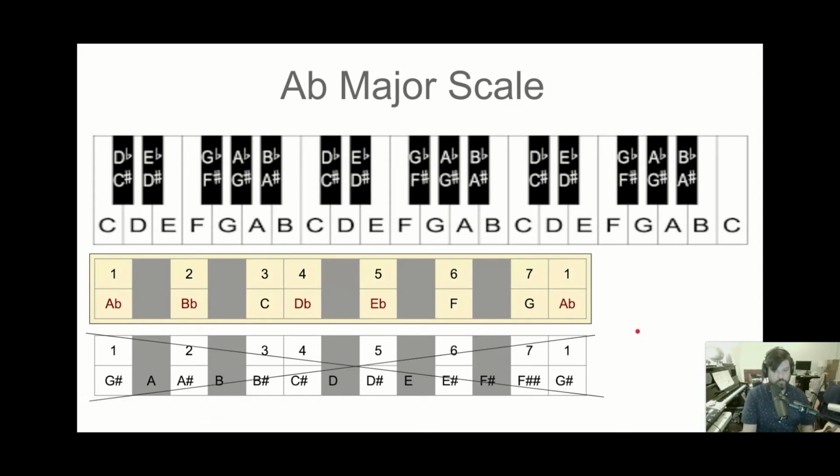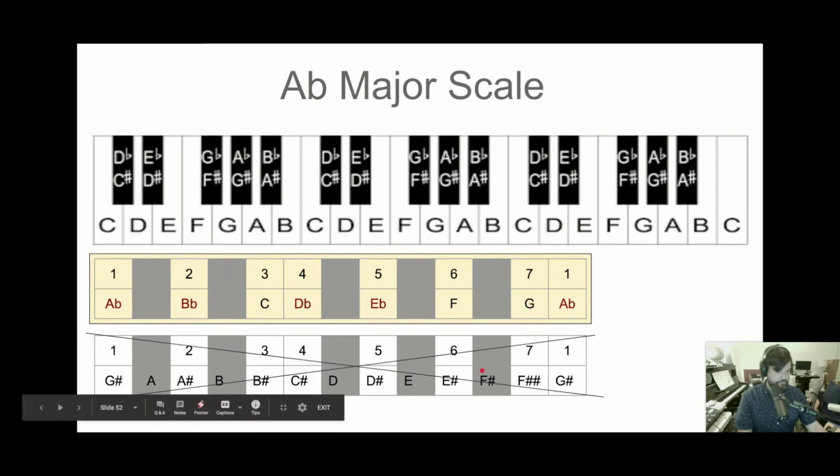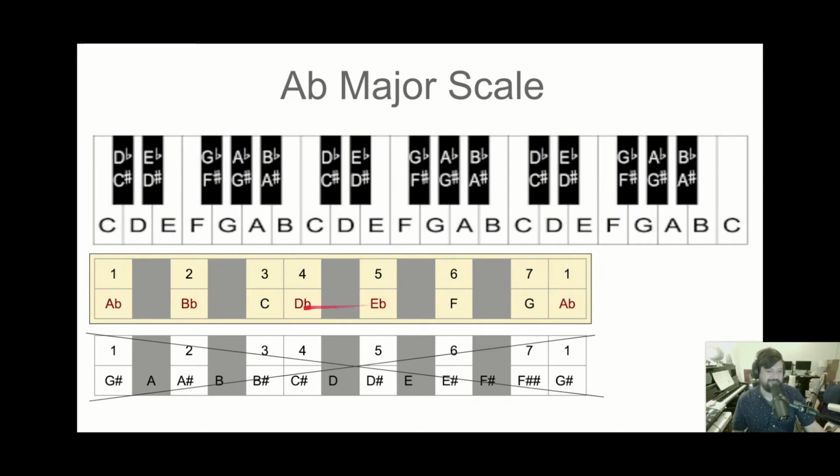So we call it the key of A flat. 4 flats: B flat, E flat, A flat, and D flat. Again, you might say, "Oh, Mr. B, that has 5 flats, right?" It doesn't, right? A flat, you're just counting one time. This key has 4 flats. Key of A flat major.